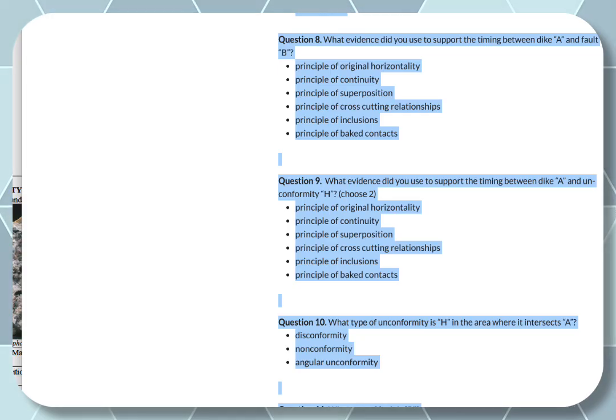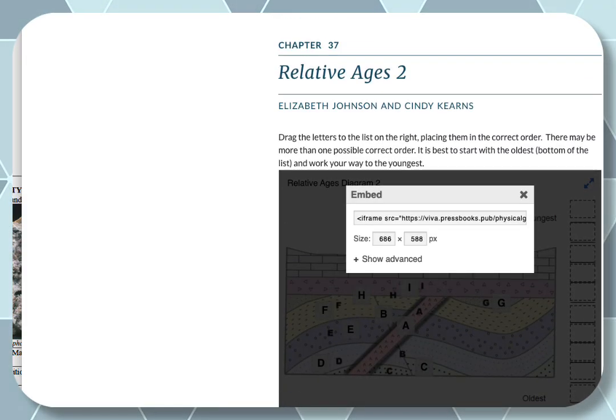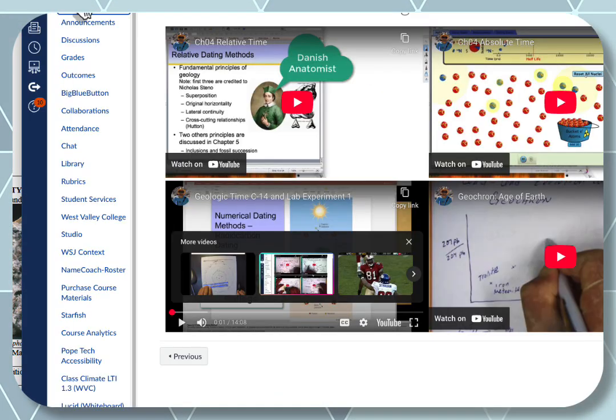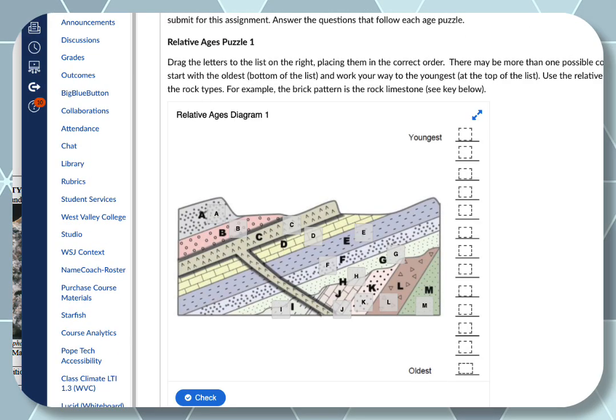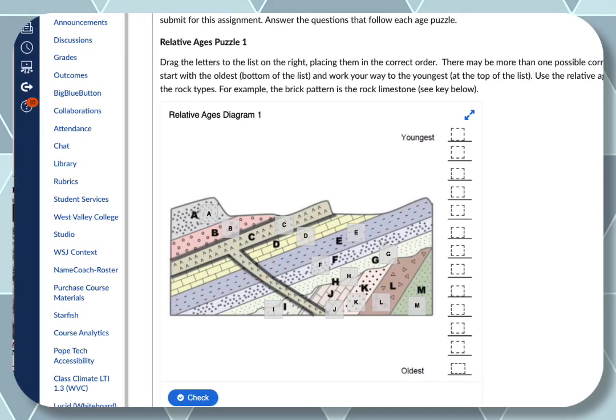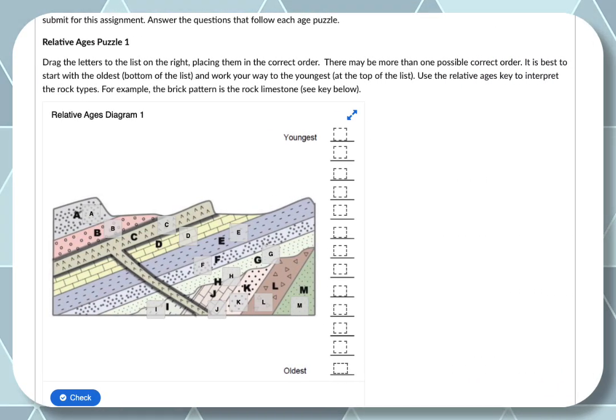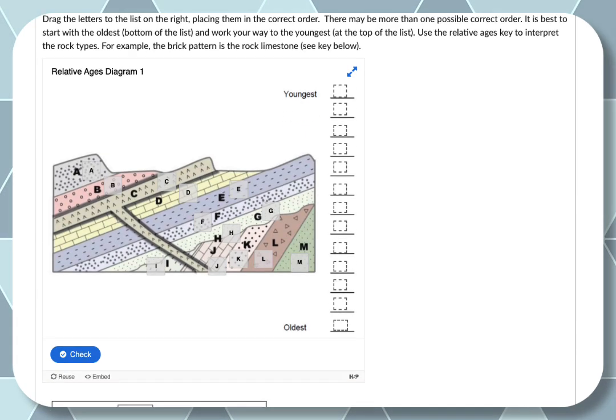Also, in our lab for this week, we're doing these relative time puzzles here. So I have them right here. It's a pre-lab, and when you click on this, this will come up. Let's see if I can center this in here. There it goes. The way this is going to work is the same idea.